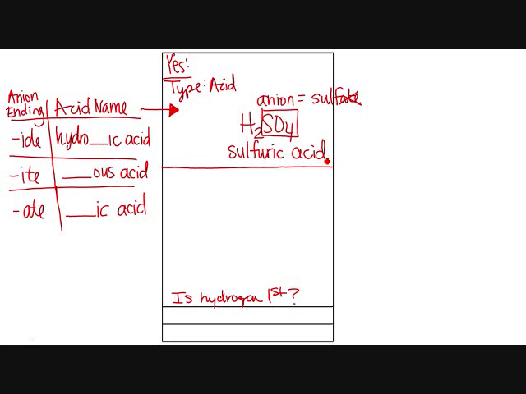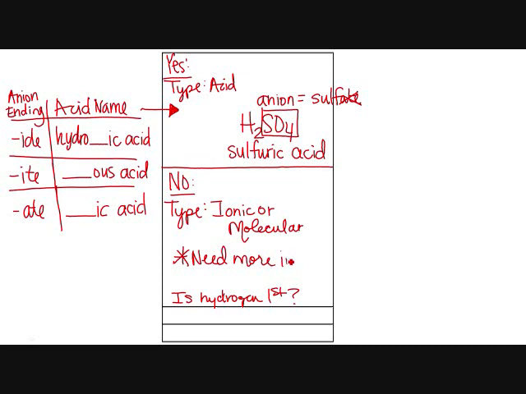Now, let's say that we answered the question, is hydrogen first, as a no. Then that means that the type will either be ionic or molecular, but we need some more information to figure that out. So, need more info. We need to ask ourselves another question to determine if it is ionic or molecular. So this is the end of the acid flip, the is hydrogen first question.